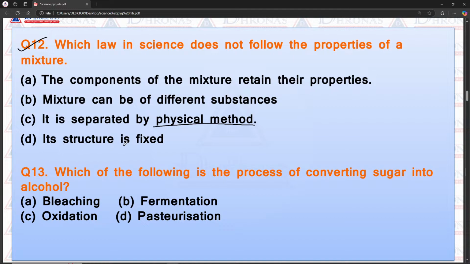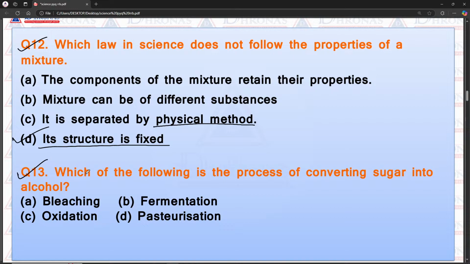Number D is its structure is fixed. No, mixture का कोई individual मतलब अपना कोई आइडेंटिकल स्ट्रक्चर नहीं है. इसमें आपका कंपोनेंट्स अपने ही स्ट्रक्चर पे रहते हैं, अपनी ही प्रॉपर्टीज को रिटेन करते हैं. So mixture doesn't have any kinds of new chemical structure. So the structure is not fixed. This is the wrong one. It is not applicable to mixture.